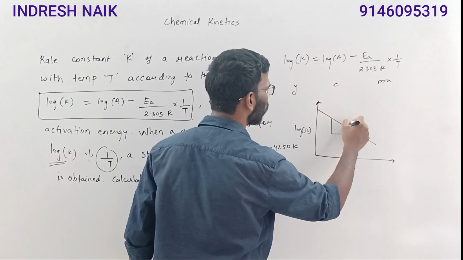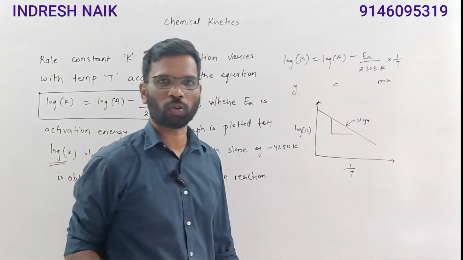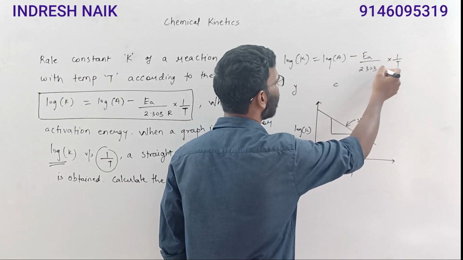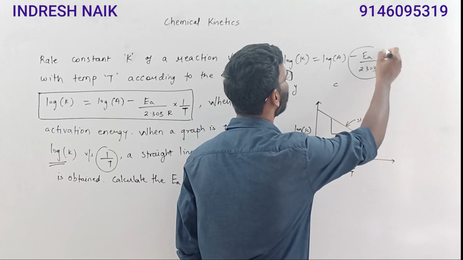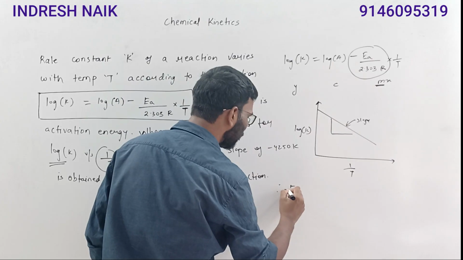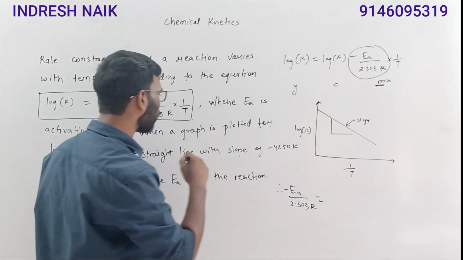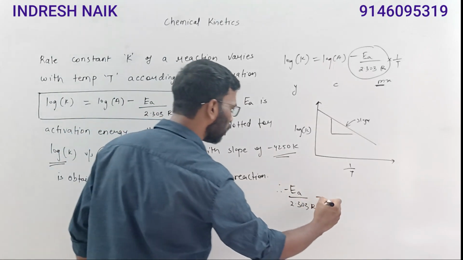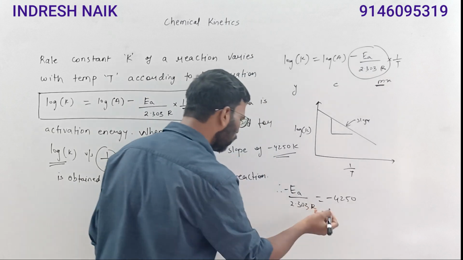So what is the slope for this? See, EA is a constant, slope is always constant, no? We usually write m is a constant, right? So among this, EA is a constant, R is a gas constant, 2.303 is the value. So together, this is the slope. Therefore, we can write minus EA upon 2.303 R equals to what? They have given the slope of the straight line is equal to minus 4250. Right? Therefore, EA you need to solve for.